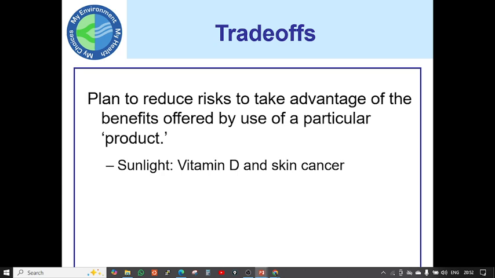Trade-off. What is the trade-off? Plan to reduce risks and take advantage of the benefit of the product. That is called trade-off. That means whenever risk is less and the benefit is more, that is called trade-off. If risk is more and benefit is less, then that is not a trade-off.